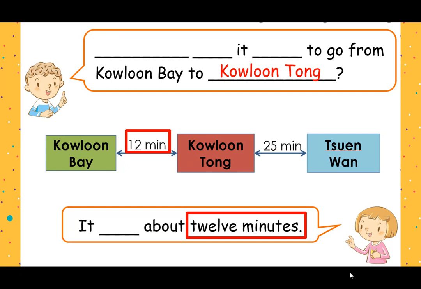We should start with the question word how long, and then the verb does it take. How long does it take to go from Kowloon Bay to Kowloon Tong? And for the answer, it takes. It takes about 12 minutes.